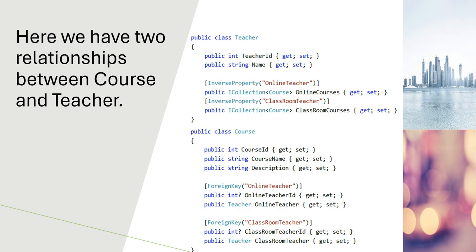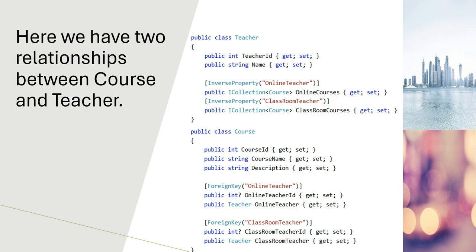So what we can do is, using the inverse property on the collections, we can specify that, okay, this collection of courses, which we're going to call online, they relate to, through the inverse property, the online teacher. Which teacher in the course? The online teacher object. Whereas the classroom courses, that relates to the classroom teacher in our course entity. And that's what's really needed to clarify.